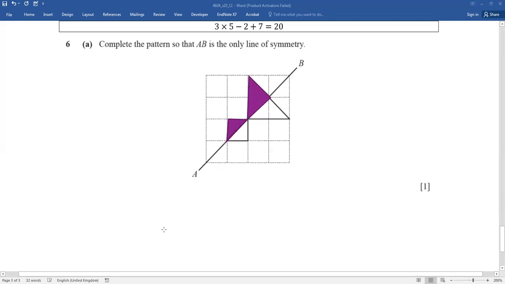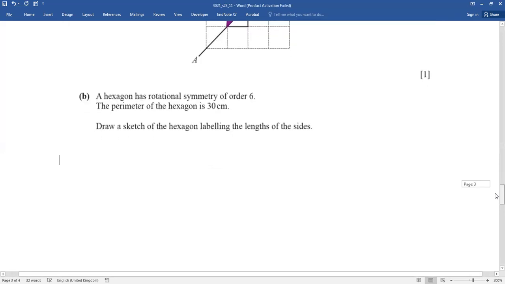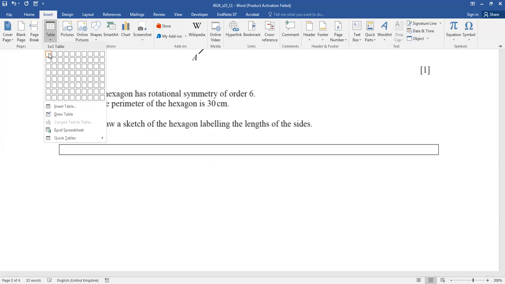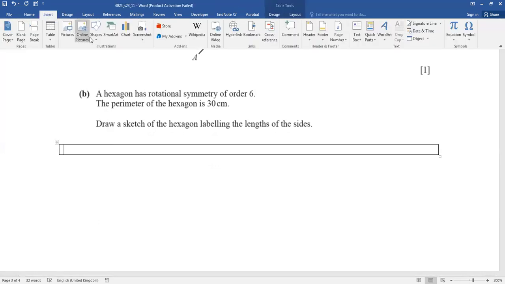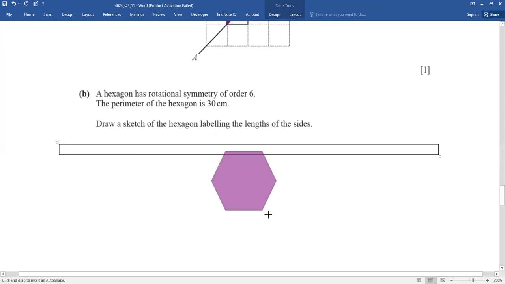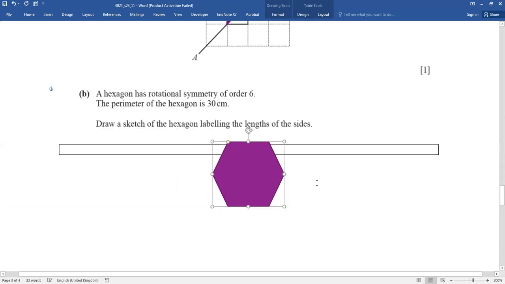The hexagon has a rotational symmetry of order 6. Perimeter of the hexagon is 30 centimeters. Draw a sketch of the hexagon, labeling the lengths of the sides. If the perimeter is 30 and there are 6 sides, all of equal lengths, then you just draw a hexagon like this, a 6-sided figure, something like this. And every side will have a length of 5 centimeters.